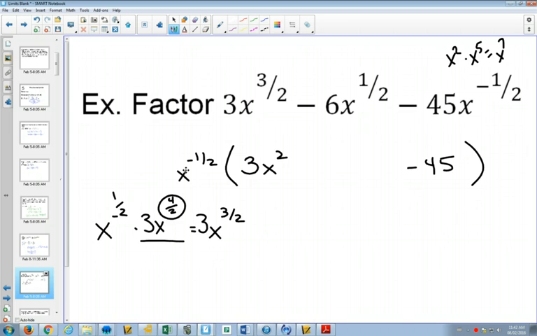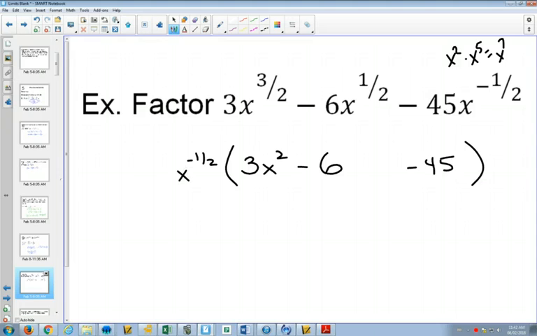So there's some of the thinking that can go on. Of course, at a certain point, you don't write this down anymore. That's just mental math that you do in your head. So now here, I'm going to get minus 6. If I took out a negative a half, I would have had an x to the 1 to begin with.